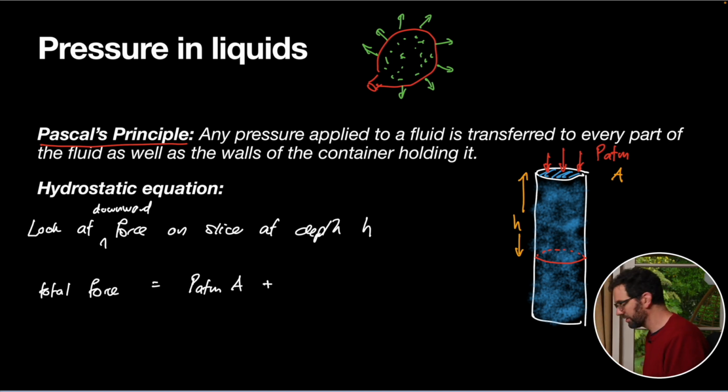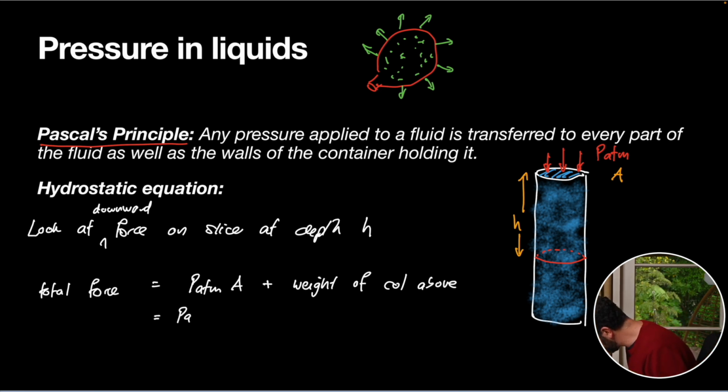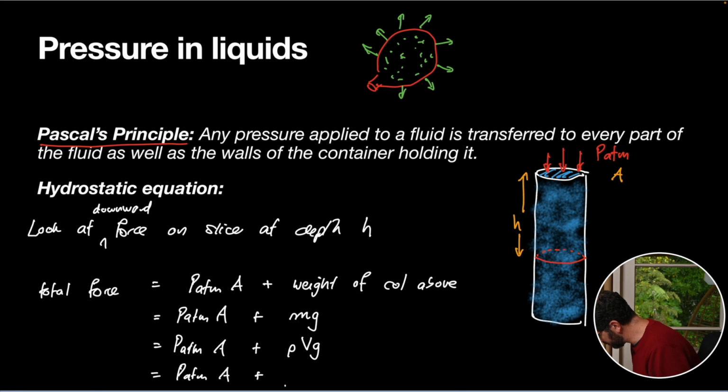But as well as that, there's the weight force from the slice above, or from the column above. Okay, how big is that? Well, let's just write this down. P atmosphere times A plus the weight of the column above. Well, that's going to be the mass times g. And the mass is just the density times the volume, times g, which in turn is going to be the area times the height to get that volume, times g.